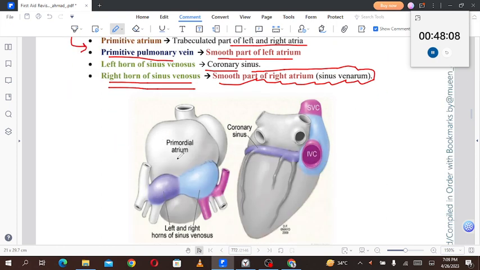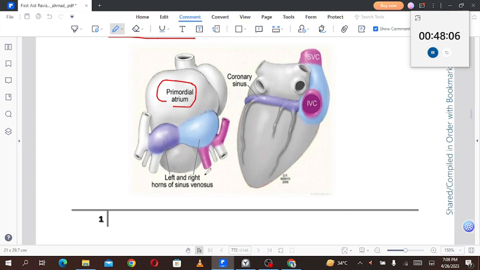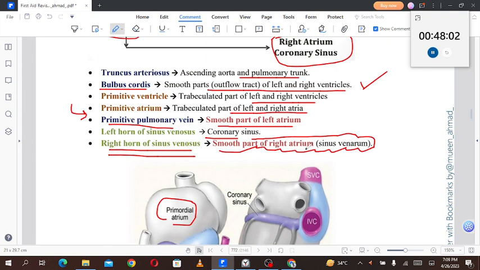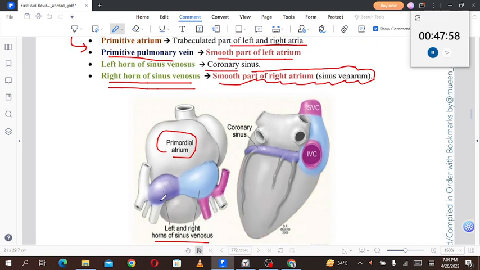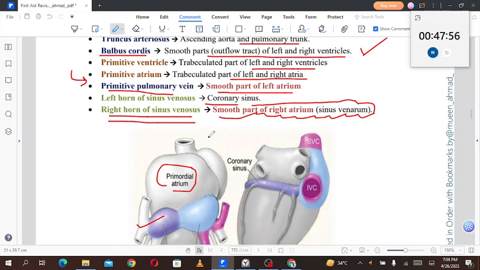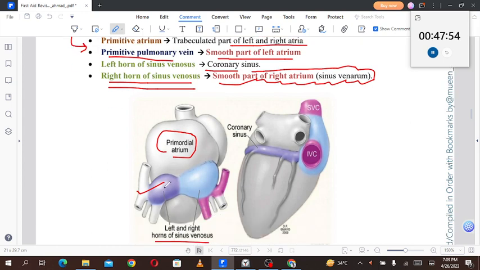Okay. Now we have primordial atrium over here. These are left and right horns of sinus venosus. The right horn of sinus venosus will give rise to the smooth part of right atrium, while the left horn of the sinus venosus will give rise to the coronary sinus. As you can see in the picture, the left horn has given rise to coronary sinus, while the right horn has given rise to the smooth part of right atrium.